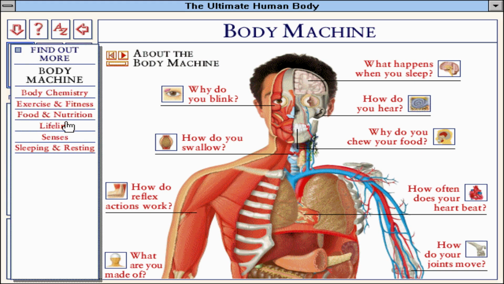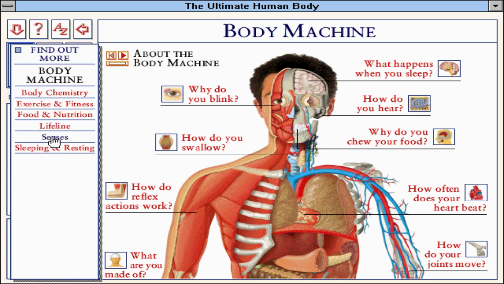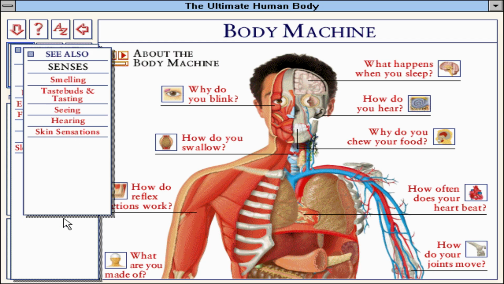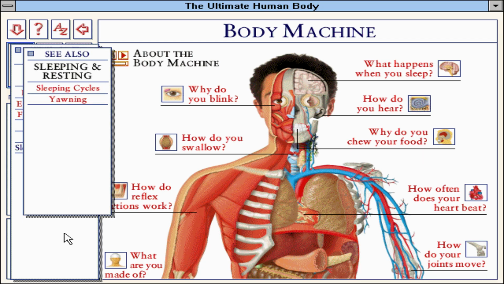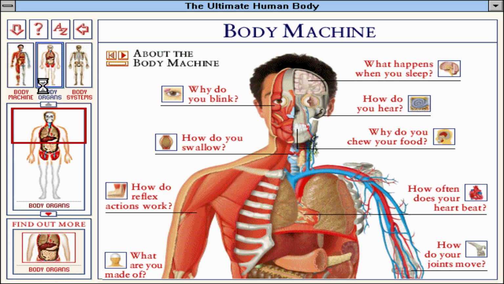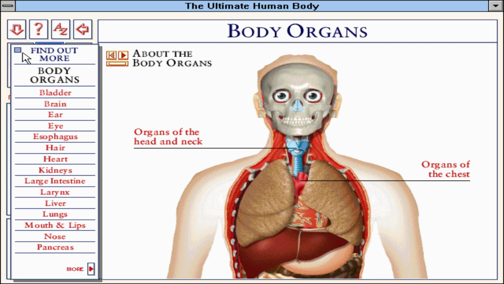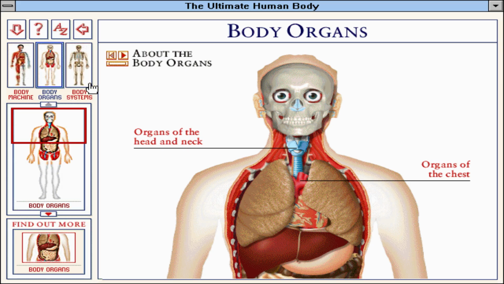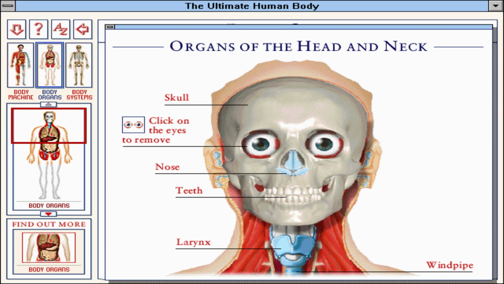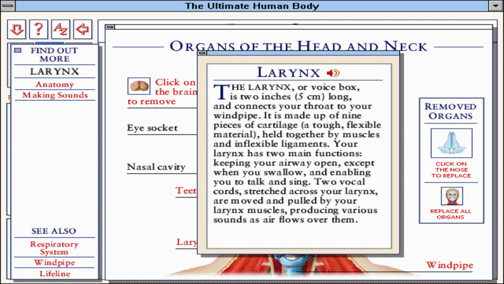Click. Your organs are contained within different areas of the body. Organs of the head and neck. Larynx.